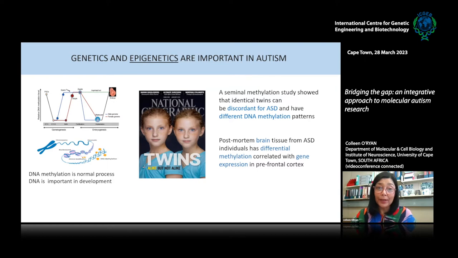The study looked at 50 pairs of twins, where in some pairs one twin met criteria for autism and the other didn't, or they both met criteria for autism and one had more profound challenges than the other. And they showed between these twin sets that DNA methylation patterns were different. And this pattern of methylation was recapitulated in a number of subsequent studies, including studies of postmortem brain tissue, where they could show methylation differences that correlated with expression differences, specifically in the prefrontal cortex.